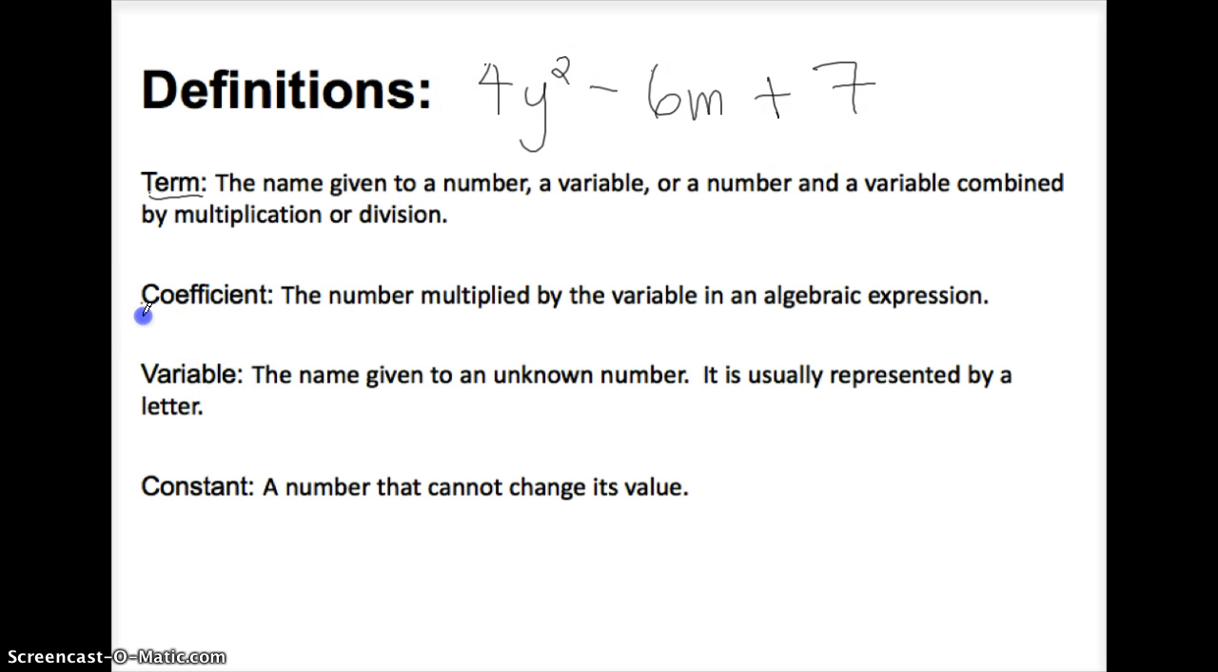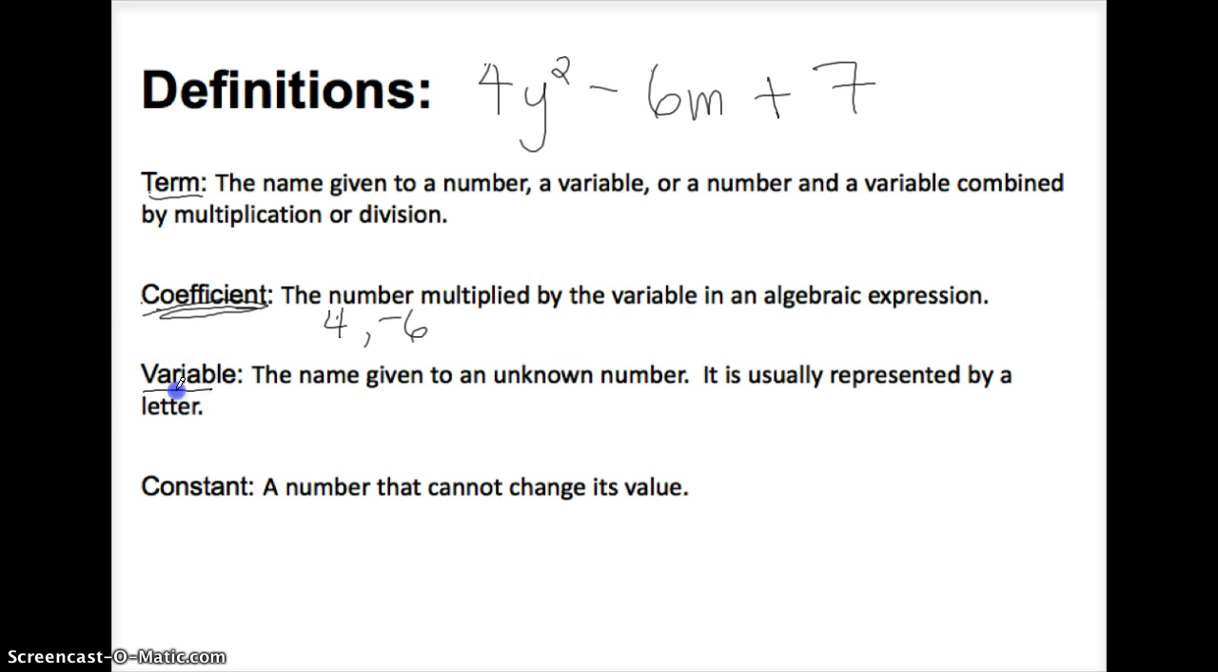Next one, we have a coefficient. Again, we went over this in class. Some of you may have missed that lesson. So a coefficient is the number multiplied by the variable in an algebraic expression. So it has to be next to a variable. So in this expression we have 2 coefficients. We have 4 and negative 6. Okay, so 4 and negative 6 are our coefficients. 7 is not a coefficient because it doesn't have a variable.